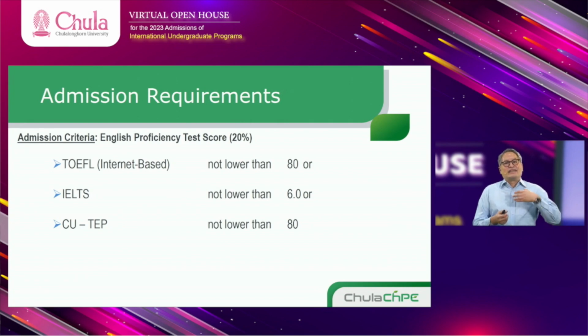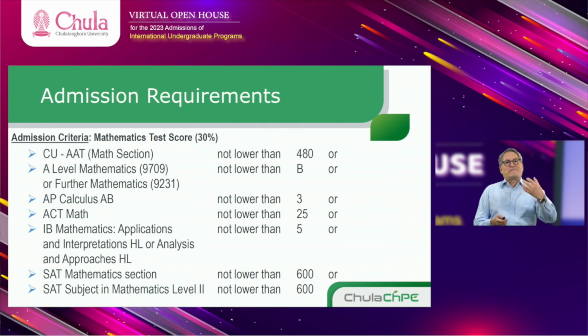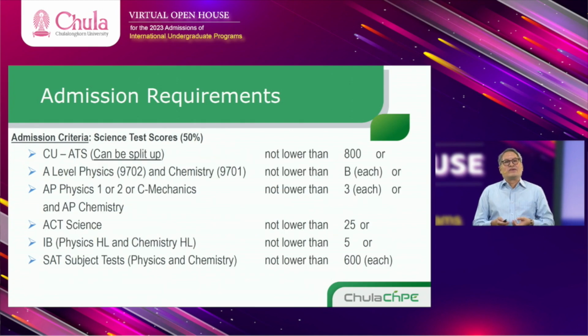For the English test score, you can submit TOEFL, IELTS, or CU-TEP. Actually, all this information you can find on our website, which I will show you the address of at the end of my presentation. For mathematics, you have various scores that you can submit, from various institutes or sources. We will select the one that gives you the best ranking. For science, you can do CU-ATS or ACT Science. That's the popular one right now.